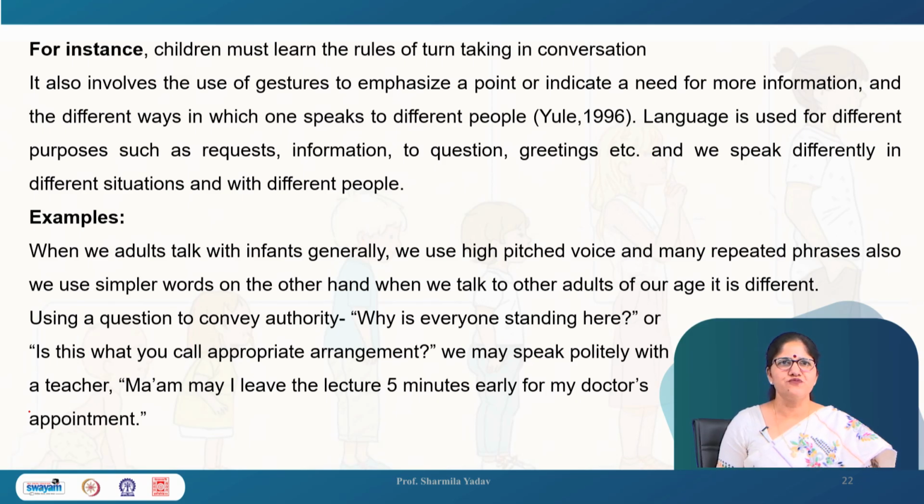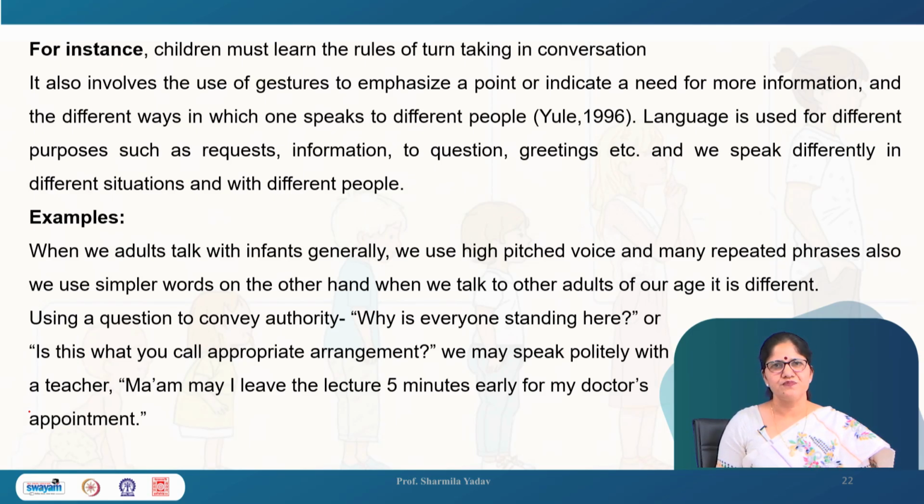It also involves the use of gestures to emphasize a point or indicate a need for more information, and the different ways in which one speaks to different people. Language is used for different purposes, such as request. Can you bring a glass of water for me? Information. Tomorrow there will be a class at 11 a.m. Please all of you assemble in assembly hall.